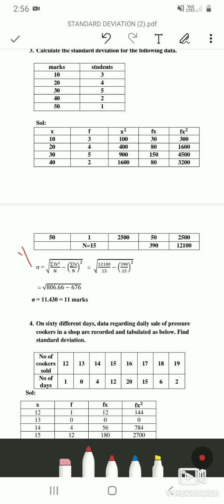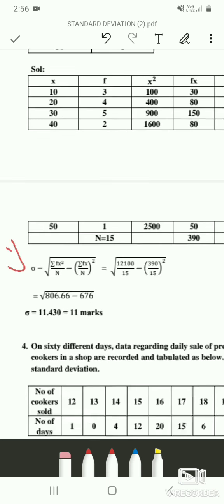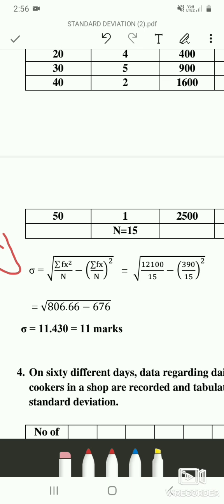So the formula for standard deviation is the square root of summation fx square divided by capital N, minus summation fx divided by capital N, whole square. So what all terms we have to find out here is capital N, the value of summation fx square, and the value of summation fx. So let us make a table according to the required data.